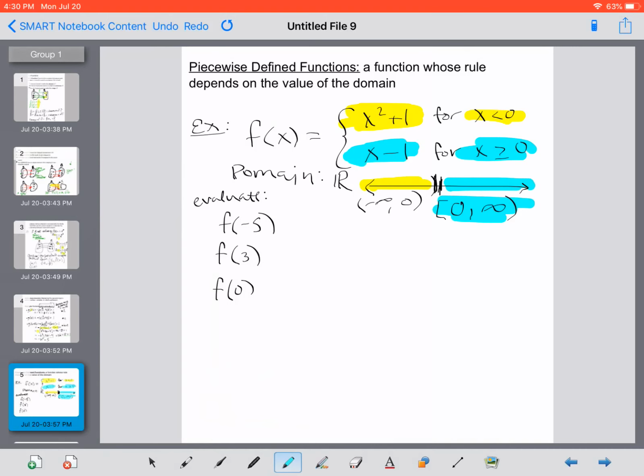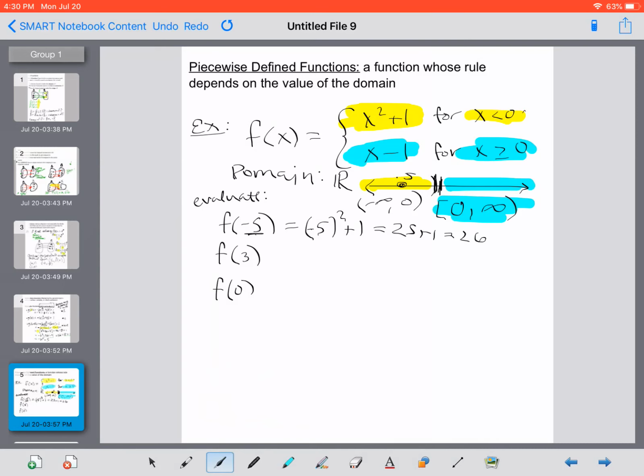All right, let's use that to try and evaluate this function at a few values. Let's say we want to find f of negative 5. Well, our input, our x value here is negative 5, and negative 5 lies over here, right? In other words, negative 5 is less than 0. So we're falling into this first category here where f of x is equal to x squared plus 1. So to evaluate this, I need to plug it into the function x squared plus 1. So we have negative 5 squared plus 1. That is 25 plus 1, which is 26.